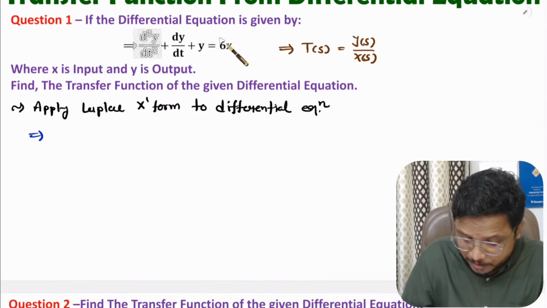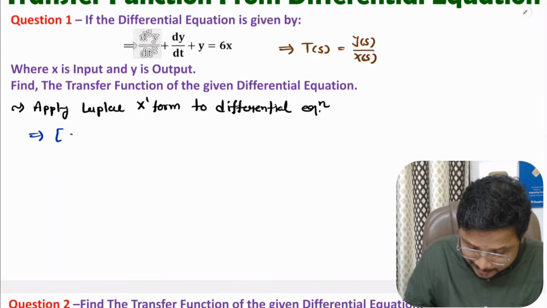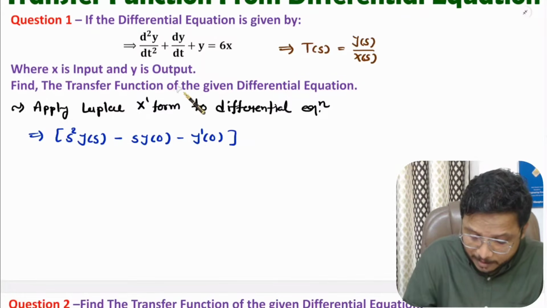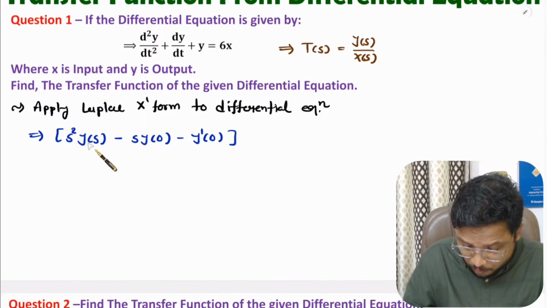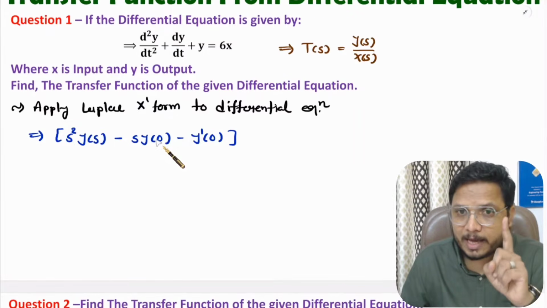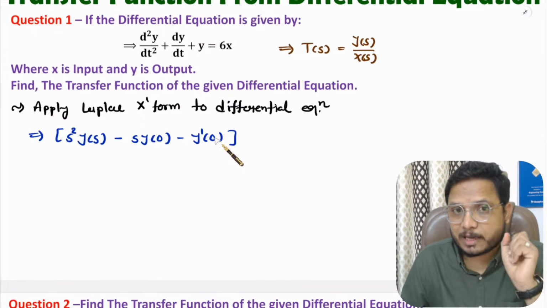See, in this differential equation, we have double differentiation of y with respect to time. Laplace transform of double differentiation is s square into Y of s minus s into y of 0 minus y dash of 0. Here y of 0 is the initial condition of y, and y dash of 0 is the initial condition of single differentiation of y.